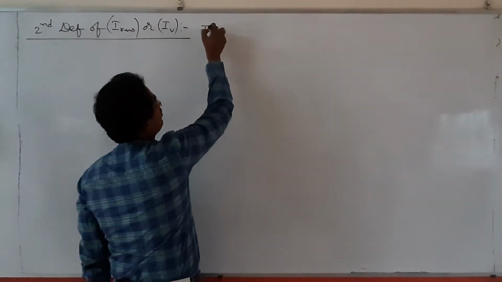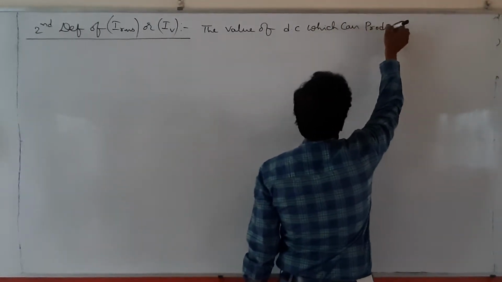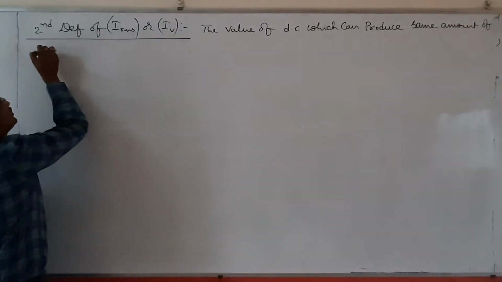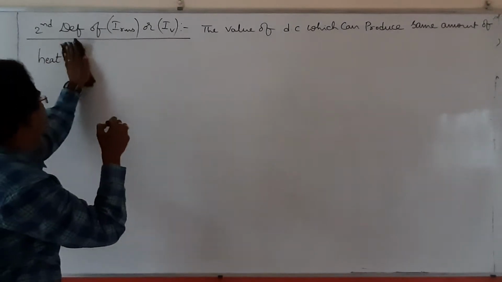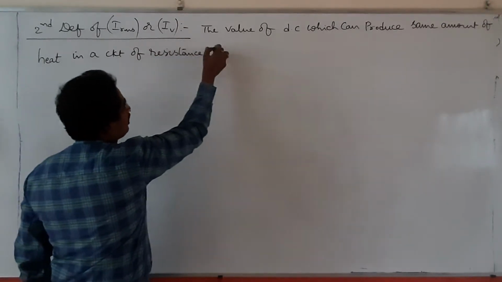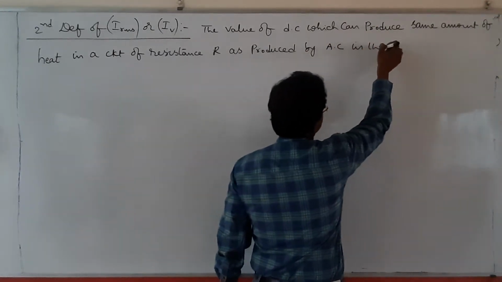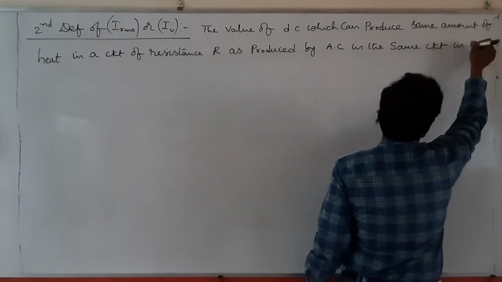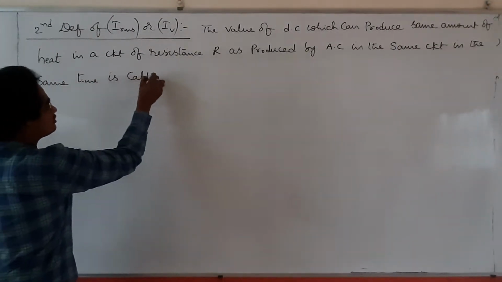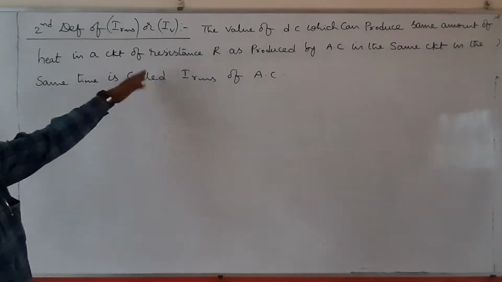Do remember: the value of DC which can produce the same amount of heat in a circuit of resistance R as produced by AC in the same circuit in the same time is called the IRMS of AC. So that is the definition of IRMS.